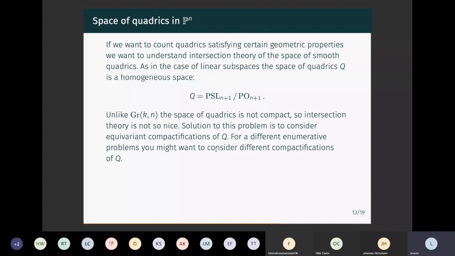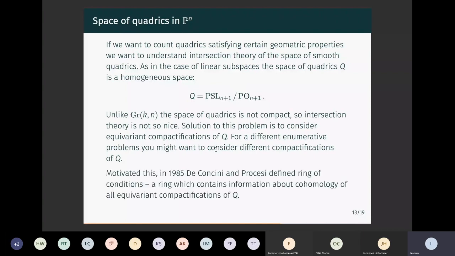But the problem with this solution is that there is no one best compactification which works simultaneously for all types of enumerative problems. If you formulate a certain enumerative problem, then you need to find the compactification which will suit this particular question well. And actually, in this case, it can be done. Motivated by this, De Concini and Procesi defined the so-called ring of conditions, which remembers the cohomology of all possible equivariant compactifications of Q.